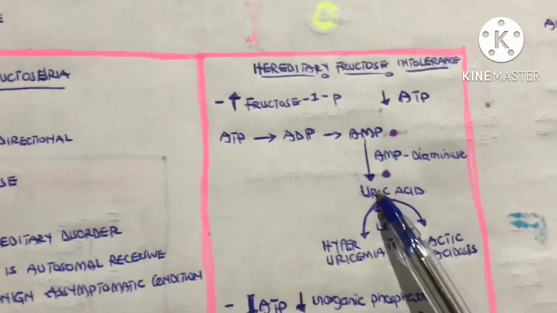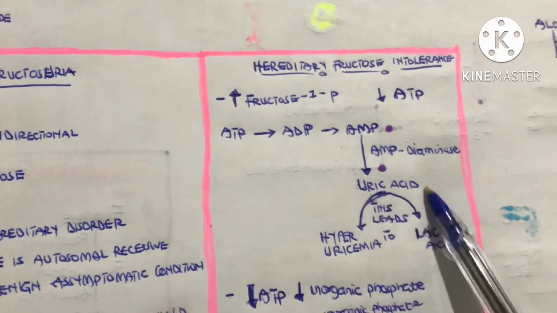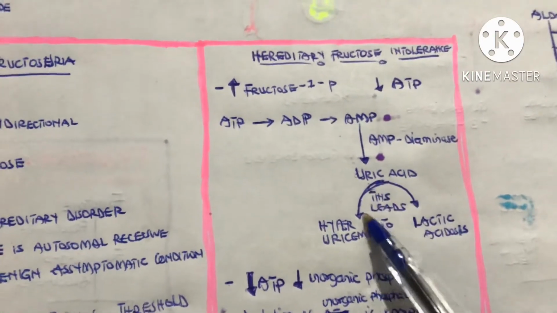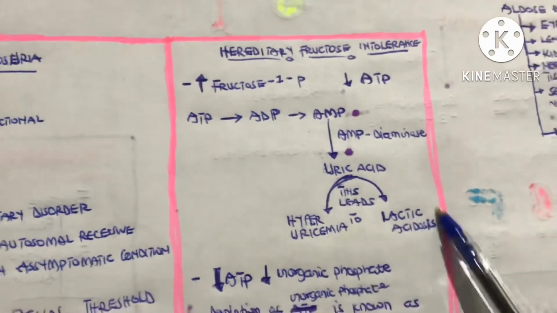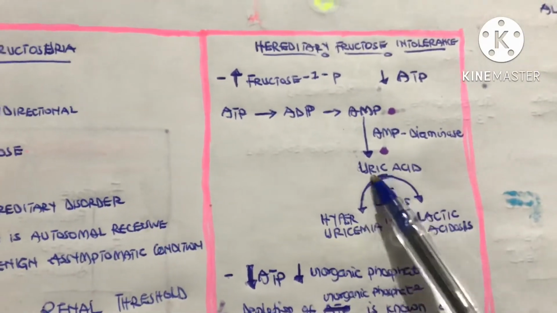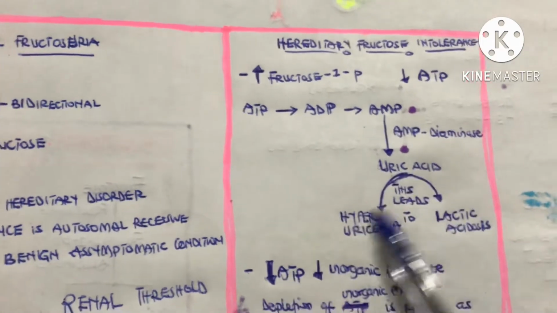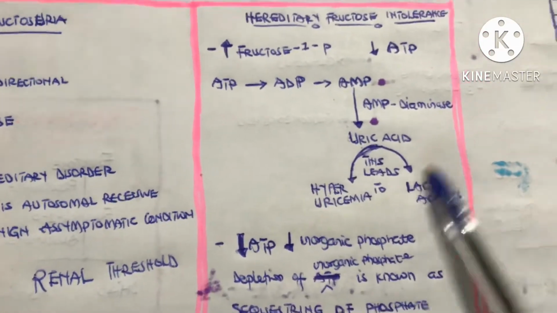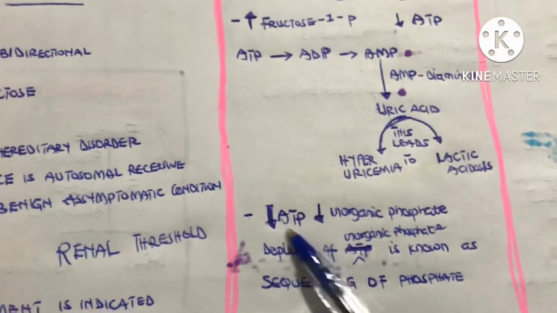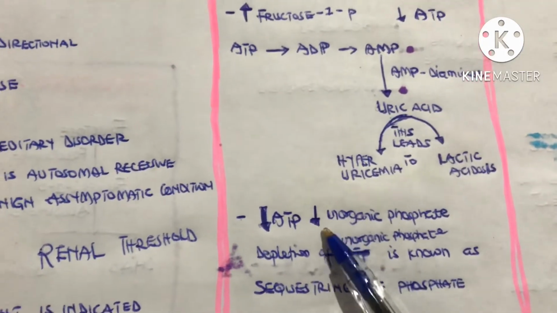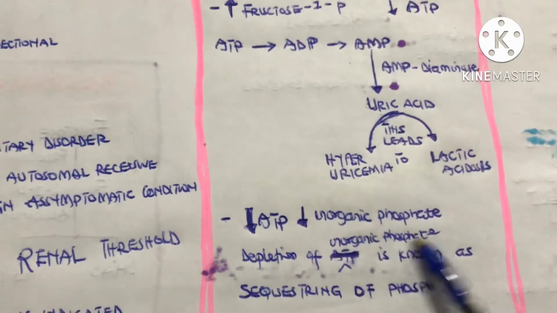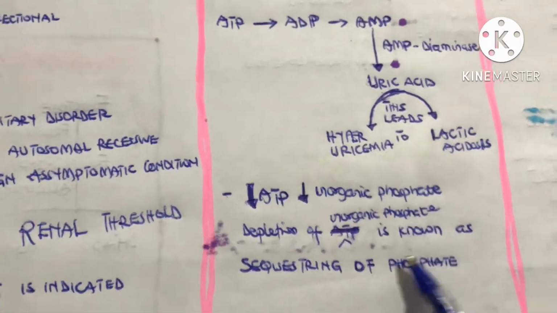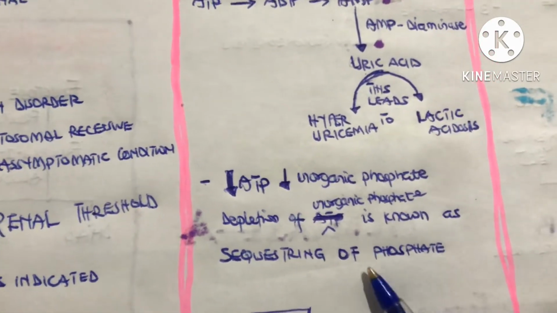we get uric acid. And this uric acid is very toxic to our body. High levels of uric acid can lead to hyperuricemia and also lactic acidosis. And the depletion of ATP means depletion of inorganic phosphates, and the wastage of inorganic phosphates, which leads to its depletion, is what we call the sequestering of phosphates.